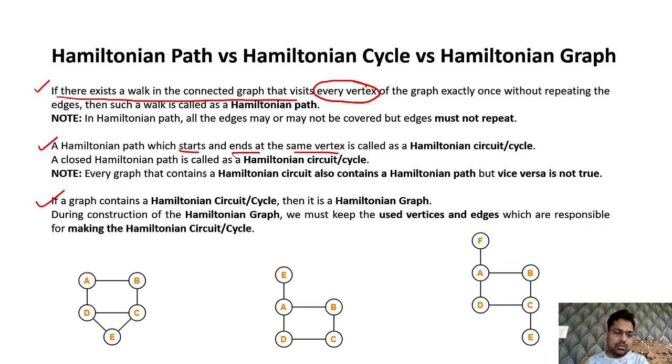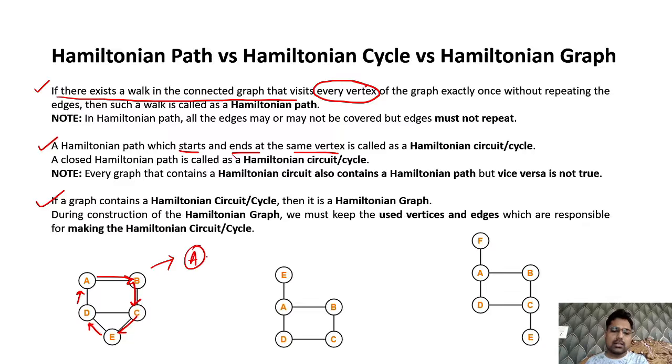If it is a Hamiltonian cycle for us, suppose we started from A to B, clear? From A to B, then B to C, then C to E, next from E to D, next from D to A. This is what a Hamiltonian cycle is. To represent that, during construction of a Hamiltonian graph, we must keep the used vertices as well as the edges which are responsible for making the Hamiltonian cycle. Only these edges are responsible.